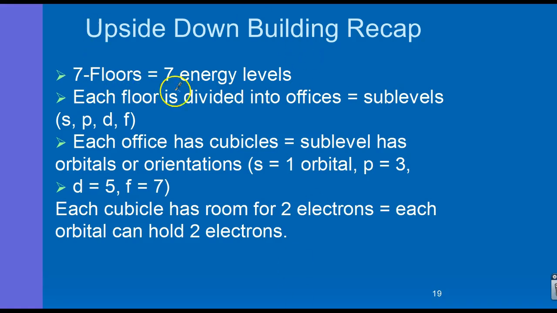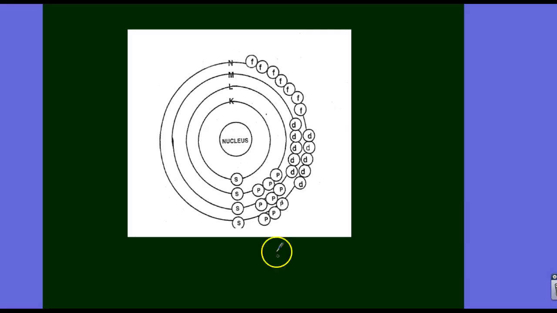So the 7 floors equal the 7 energy levels, and each floor is divided into offices or sublevels: S, P, D, and F. And each office has cubicles. A sublevel has orbitals, or the science word for it, orientations. You can say orbitals or orientations. So S is 1 orbital or orientation, P is 3, D is 5, F is 7. Notice it goes up by odd numbers. And each cubicle has room for 2 electrons. Each orbital can hold 2 electrons.